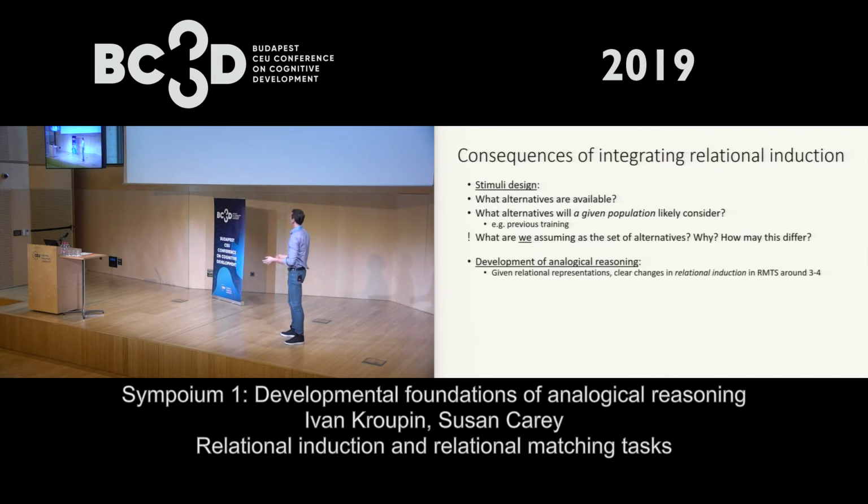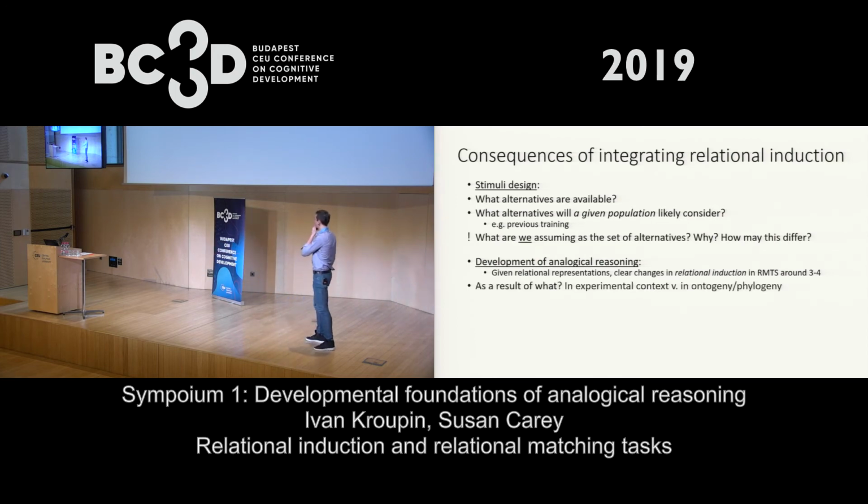In terms of the development of analogical reasoning, we have this clear shift, specifically in relational induction, around the ages of 3 and 4. At least some 3 and 4-year-olds can match on relations, and yet don't. By the time they're adults, at least in our Western sample, all of them do. So what kind of development is that? And how is the change we can make in an experimental context in relational induction related to the change over developments in ontogeny or phylogeny in relational induction in the same context?